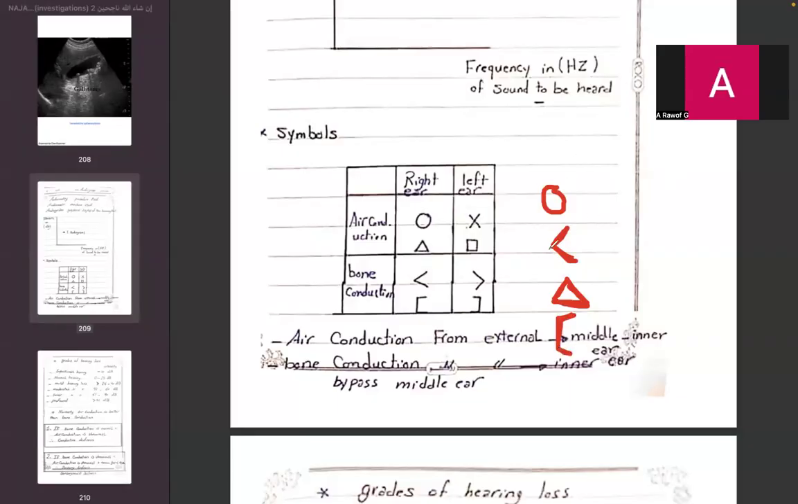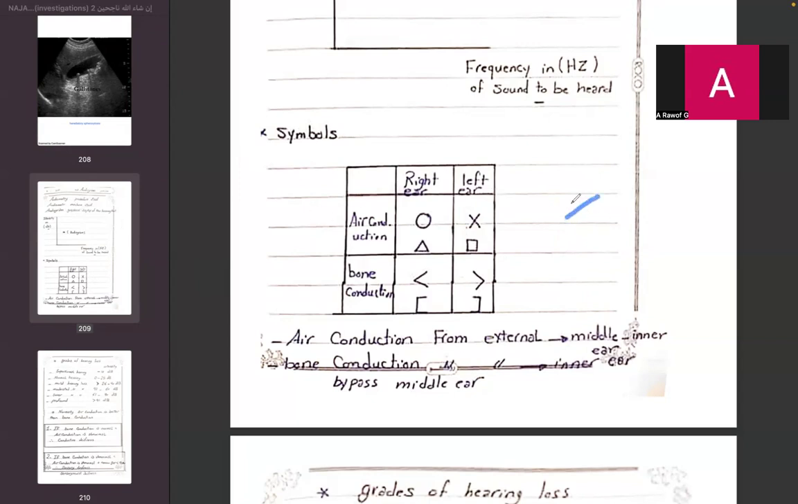Okay, masked and unmasked just represent the procedure you use for hearing testing. So how do you remember: the right ear was red, so for the left ear we'll change the color to blue.